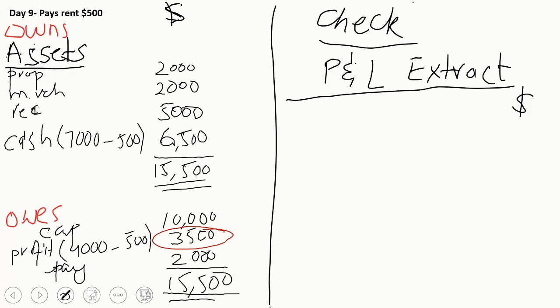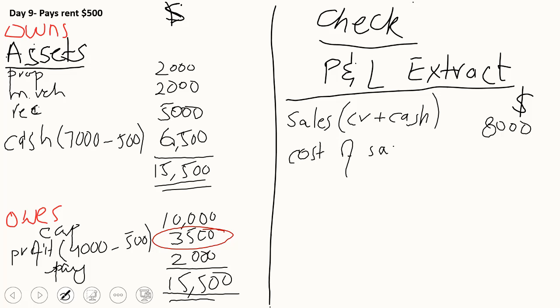So let's move to the profit and loss extract and let's check out sales. The total sales revenue, both credit and cash, as done in the previous example, it was 3,000 in cash and 5,000 on credit, which was 8,000 in total. Cost of sales, as we did, no change, would be 4,000, and gross profit was 4,000.